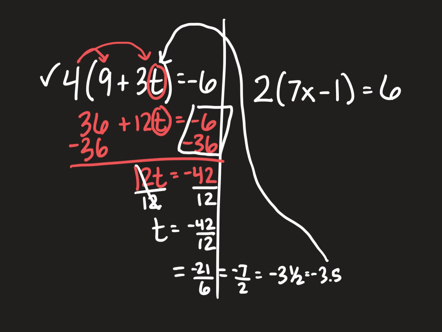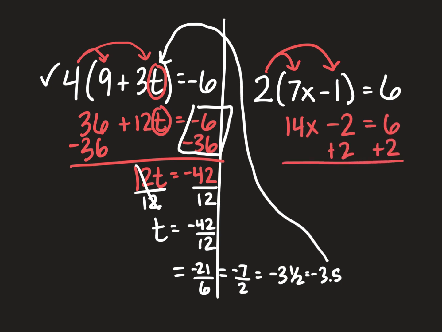For this next example, we are going to distribute the 2 to the 7x and the -1. So we have 14x minus 2 equals 6, and back to a two-step equation. So adding 2 to isolate the 14x first, and we get 14x is equal to 8. Divide by 14, divide by 14. x equals 8/14, but I would expect you to reduce that to 4/7.